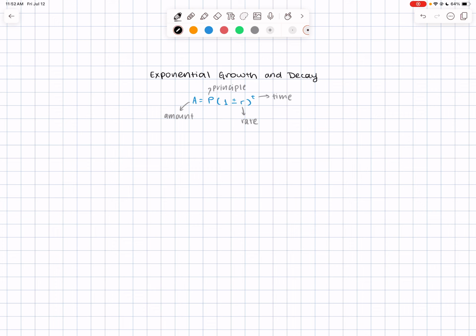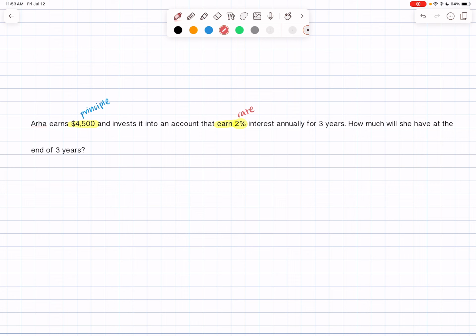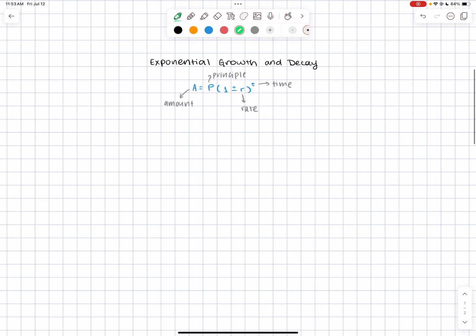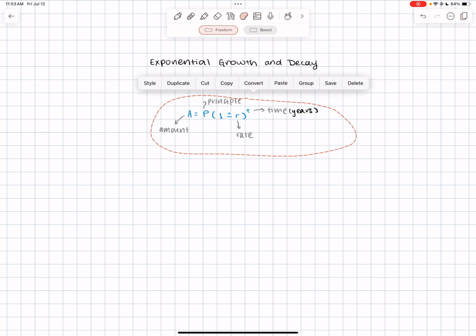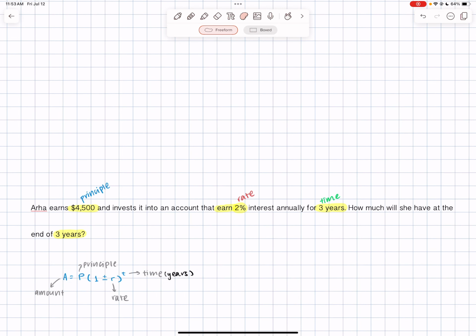And this is annually, so earns 2% interest annually for 3 years. So 3 years. How much will she have at the end of the 3 years? So we can highlight either one of these 3 years, but this is our time. 3 years is our time. One thing to note is that in our formula, time comes in years. So that's pretty nice. So let me just move this down and bring this down as well to the question.